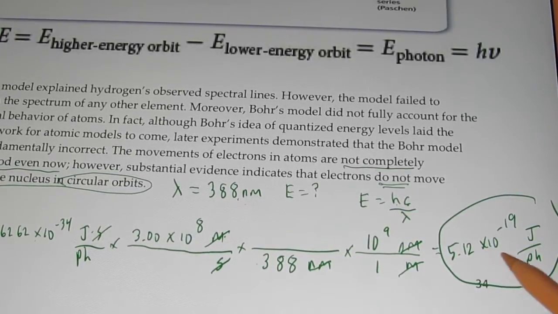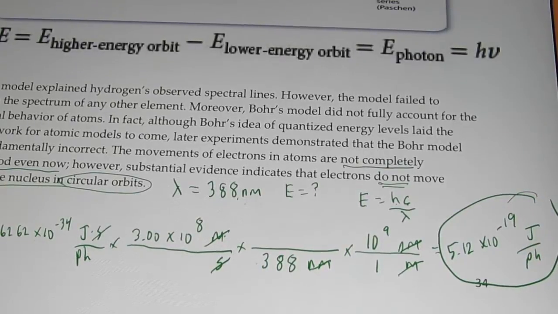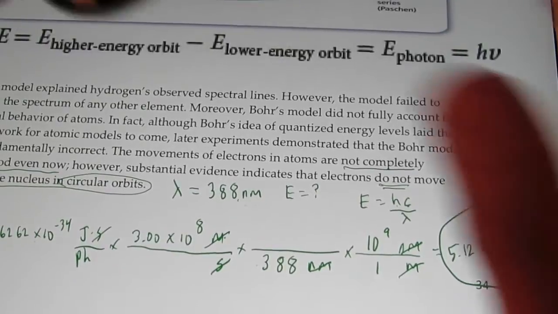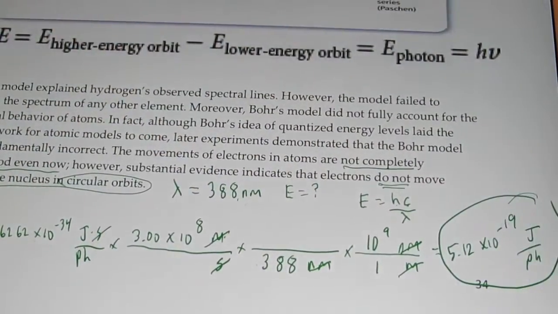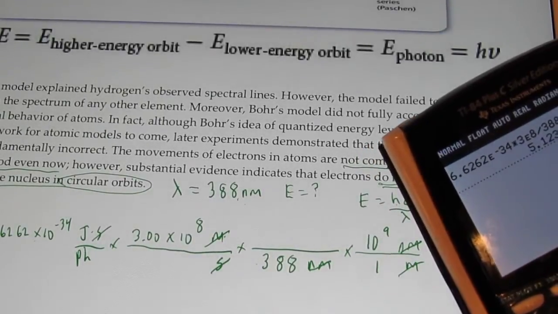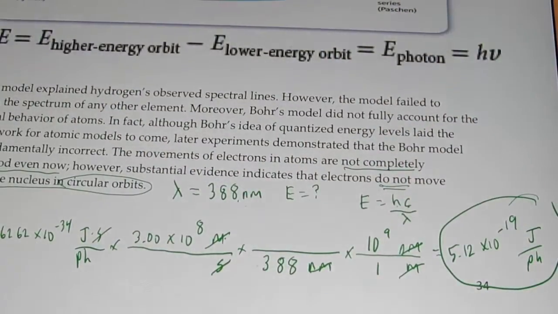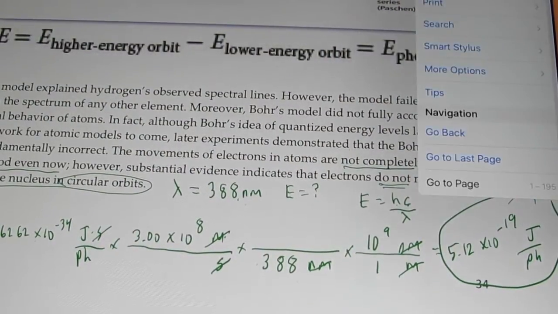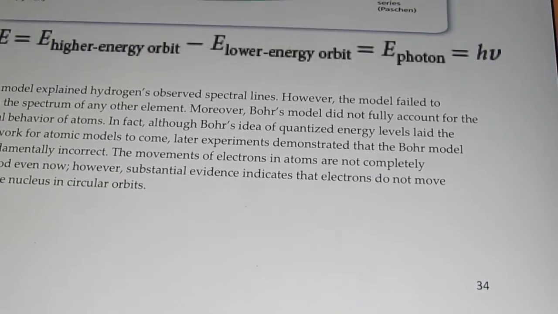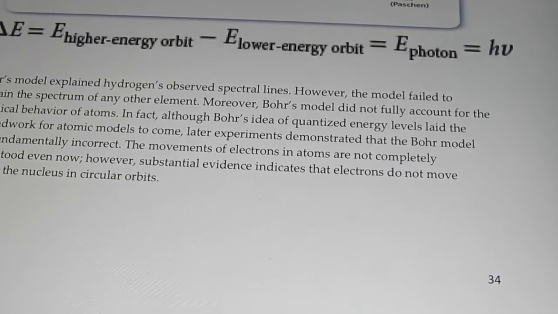Let's see. Yep, that's a very, very small amount of energy, and that would be expected because a photon, according to physicists, is a massless particle, so an individual photon does not carry a whole lot of energy. Okay? All right, should we try another one since we have time? Yeah, let's try one more just for fun. We'll clear this off.